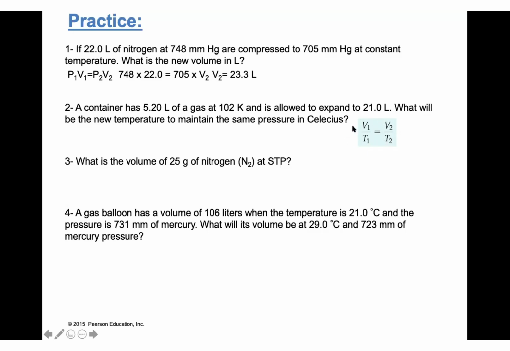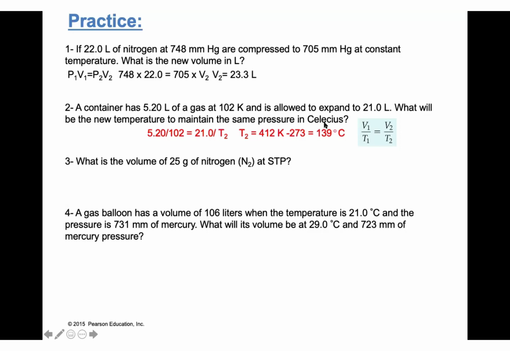Make sure to double check with the gas law table. Here I have only volume and temperature, 2 volumes and 2 temperatures. The only gas law that has 2 volumes and 2 temperatures is Charles's law. Then I substitute, and the answer is 139 centigrade.